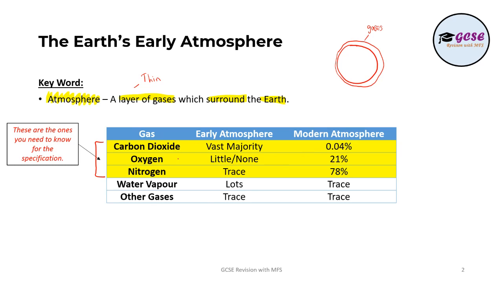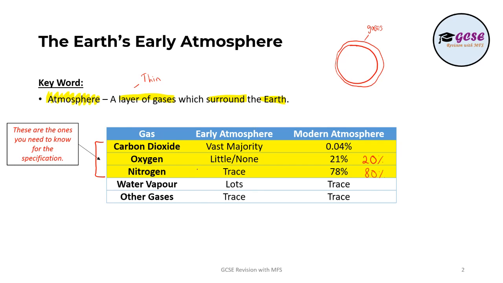Oxygen levels in the early atmosphere: there was very little, because there was very little life in the early atmosphere. Then as life started to develop, we started to get more oxygen. So now we're at 21% oxygen. Now I have to tell you that the specification and exam questions allow oxygen to be 20% and nitrogen levels to be 80%. So if you can't remember the exact figures, you can round them off to 20 and 80%.